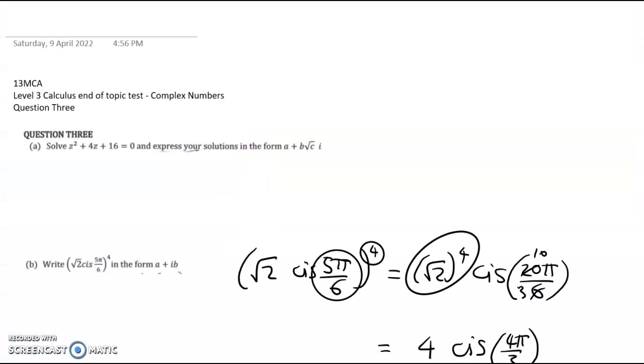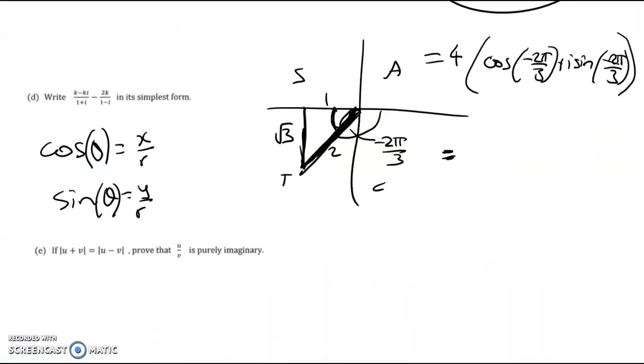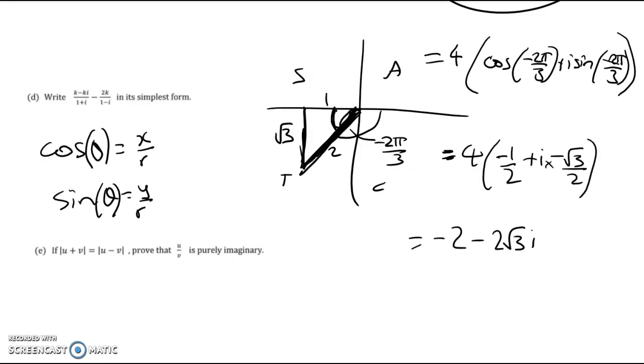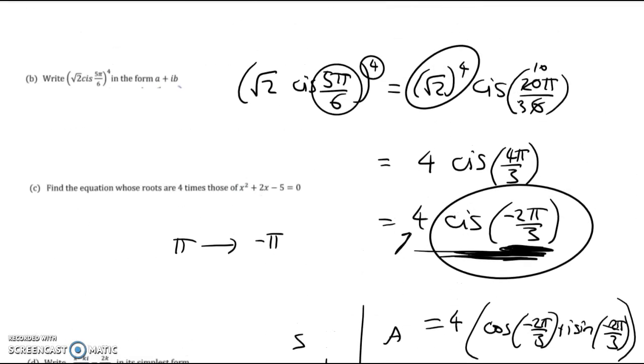Okay, one note's coming back. And sine of negative 2 pi on 3 is going to be negative root 3 on 2. That gives me negative 2 minus 2 root 3i. Okay, so that's my final answer for that question. Right, let's move on to the two merit questions.